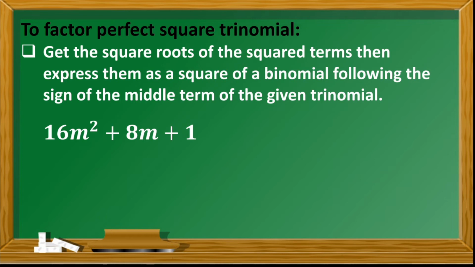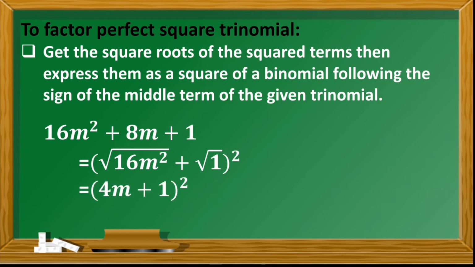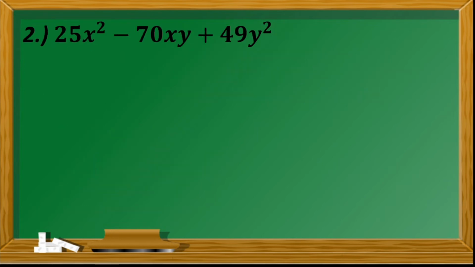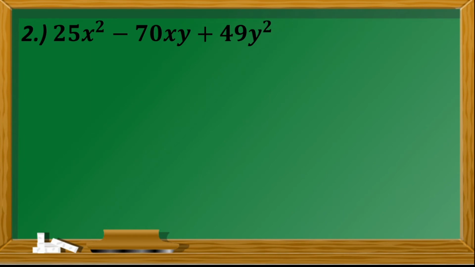16m squared plus 8m plus 1. Okay, kunin natin yung square root. Square root of 16m squared plus, dahil positive yung sign ng ating middle term, then square root of 1 and squared. So, the final answer is, square root of 16m squared is 4m plus square root of 1 is 1. So, ito na yung ating sagot. 4m plus 1 squared.